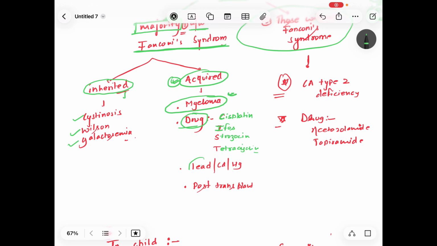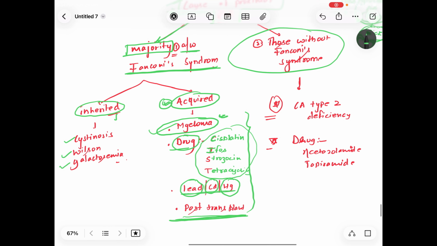Or drugs like lead, or poisoning like lead, cadmium, or mercury, and in post-transplant patients also. So in acquired, we have 4 causes. First one is multiple myeloma patient, which can present as proximal RTA. Patient is on a drug, or poisoning patient with lead, cadmium, mercury poisoning, or post-transplant patient. So the majority is associated with Fanconi's syndrome only.